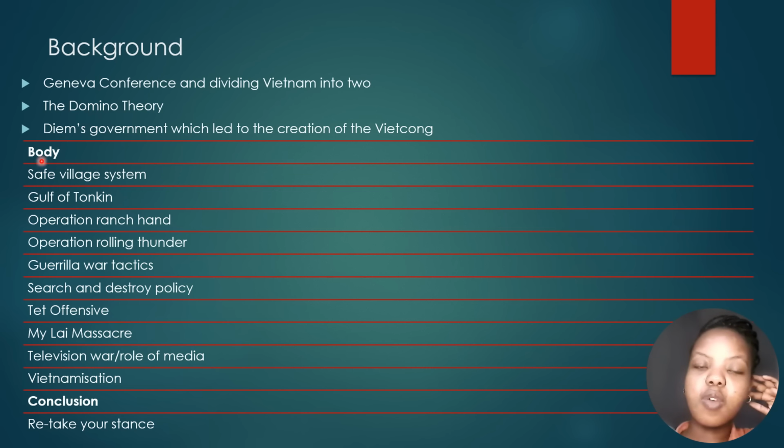This is just an overview of what your body should include, but as we go on in this video, I am going to explain each and every single facet included in this body. I hope that makes sense. So you need to talk about the safe village system or the strategic hamlet policy. You need to talk about the Gulf of Tonkin, Operation Ranch Hand, Operation Rolling Thunder, guerrilla war tactics, the search and destroy policy, Tet Offensive, My Lai massacre, television war, or the role of media, Vietnamization.